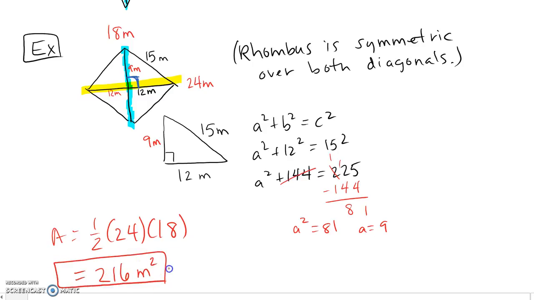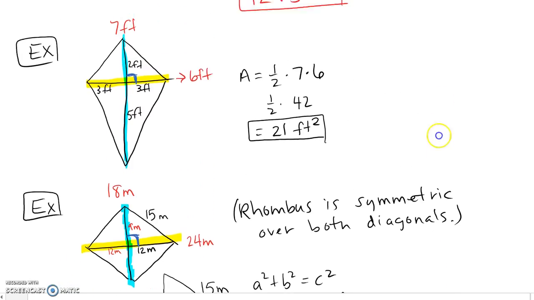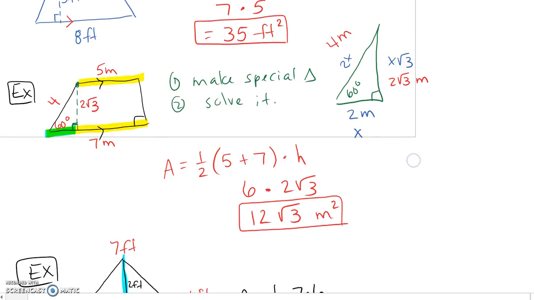So just remember, sometimes you're going to have triangles that you need to solve in order to have the correct information. For a kite or a rhombus, you need the length of the diagonals. For the trapezoids, you need the length of the 2 bases plus the distance between them.